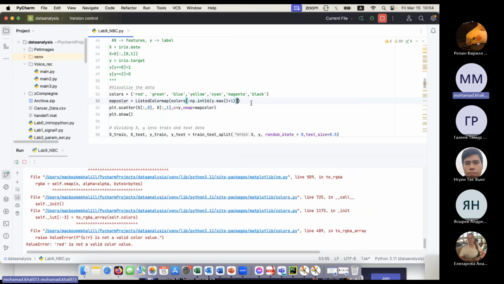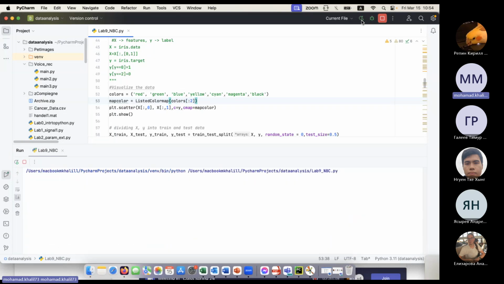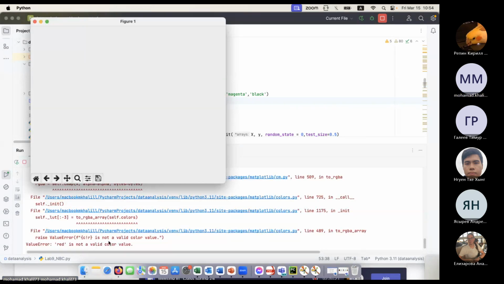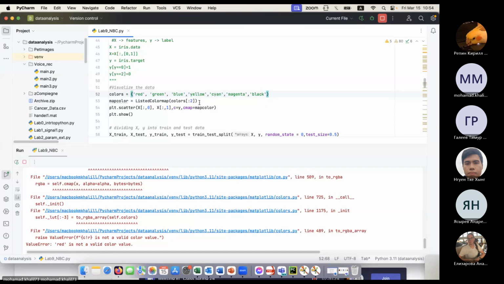Okay. So I will put. I don't want to use. So this is the problem here. I have to do this. I have two colors only. It will work. I'm sure it will work. Red green. No. Why?